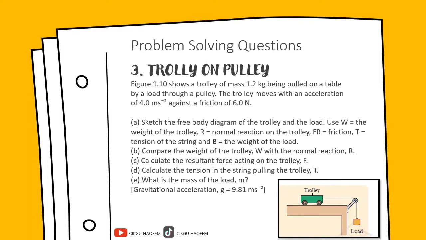So for question B, compare the weight of the trolley with normal reaction. C, calculate the resultant force acting on the trolley. D, calculate the tension in the string pulling the trolley. And E, what is the mass of the load? Given gravitational acceleration is 9.81 meter per second squared.